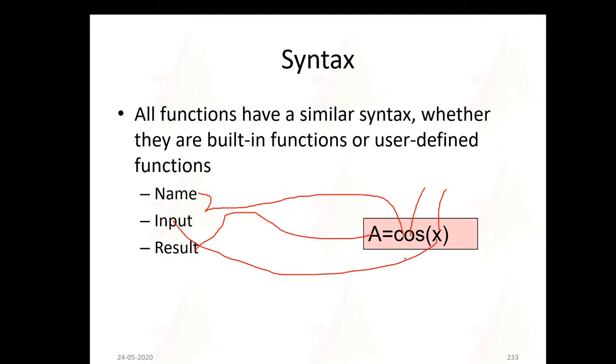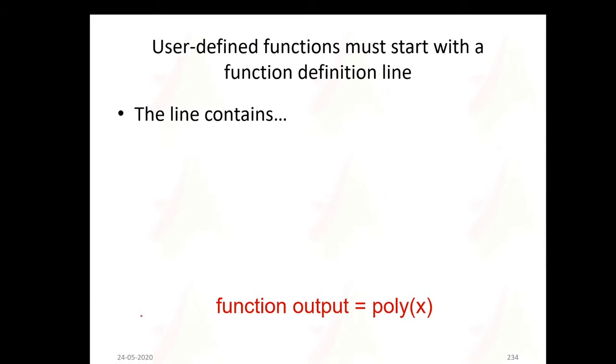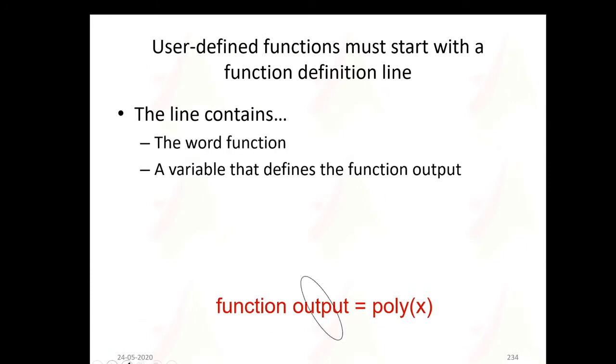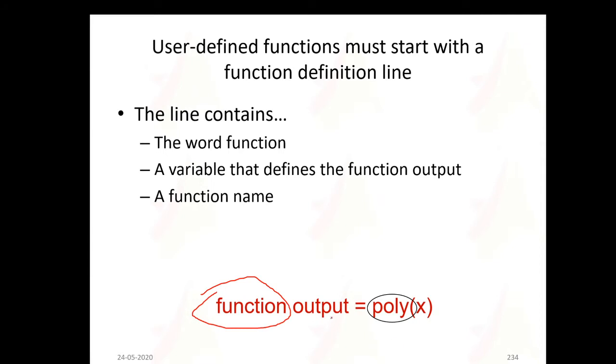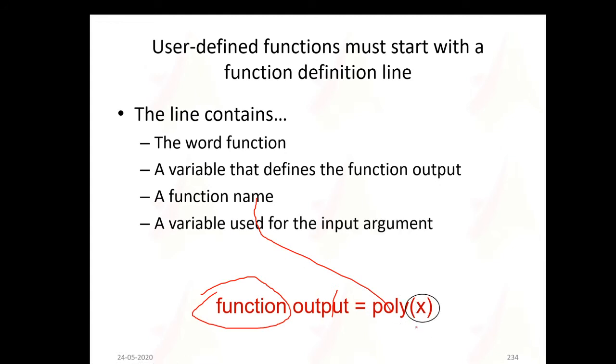Actually, this is a built-in function, just for example. The word function must be followed by the variable that defines the output and the input variables. Poly is the function name. The function is the keyword. This is the keyword, this is the output, this is the function name, and the final one is the input argument.